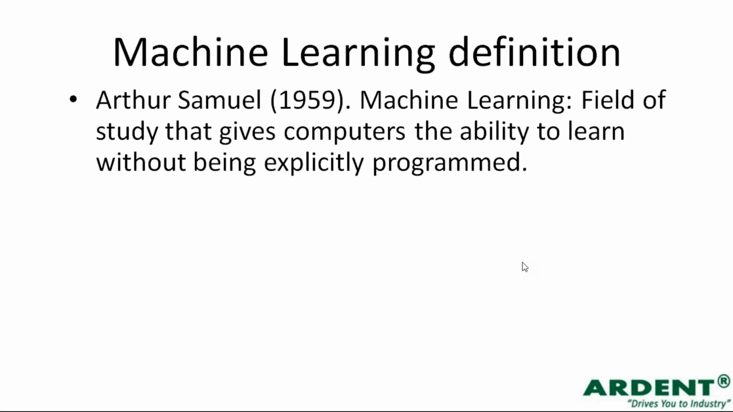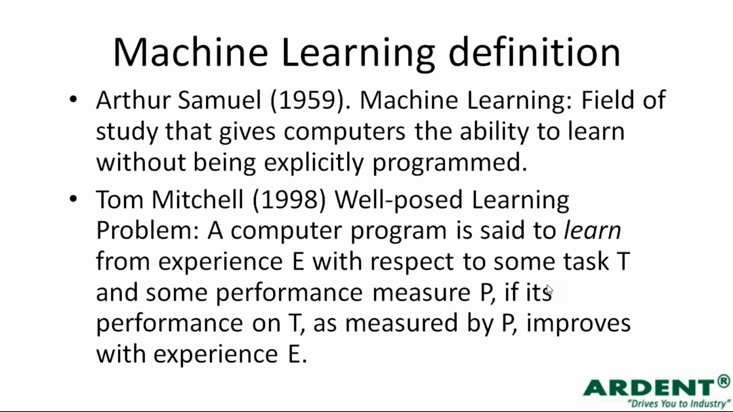So Arthur Samuel said machine learning is the field of study that gives computers the ability to learn without being explicitly programmed. Or, in the next definition, Tom Mitchell in 1998 said that a computer program is said to learn from experience E with respect to some task T and some performance measure P, which is called accuracy, if its performance on task T as measured by P improves with experience E.